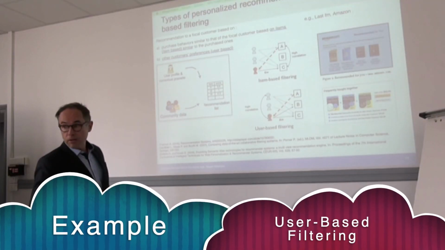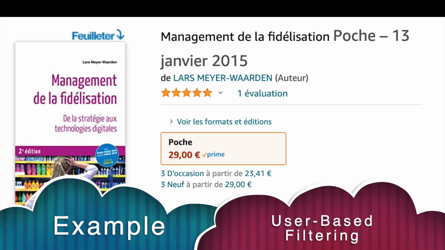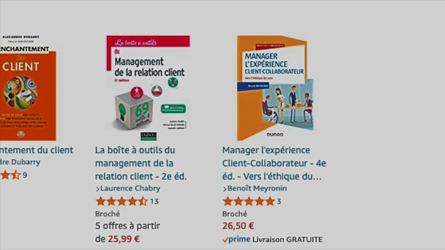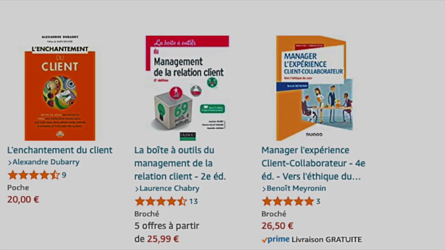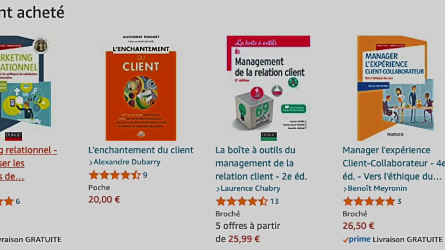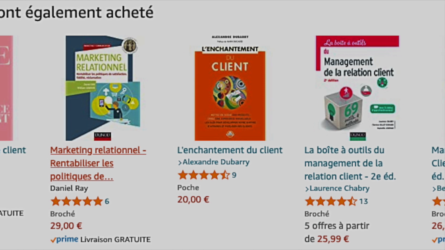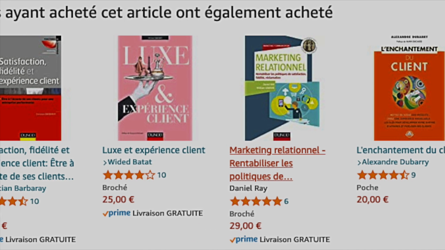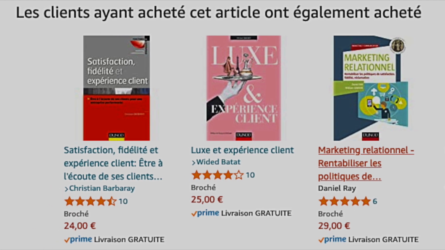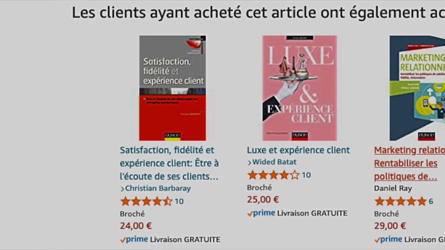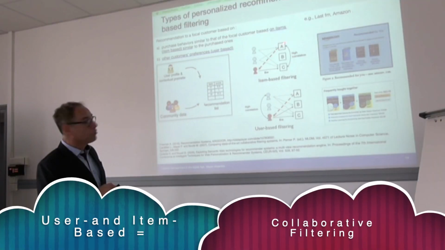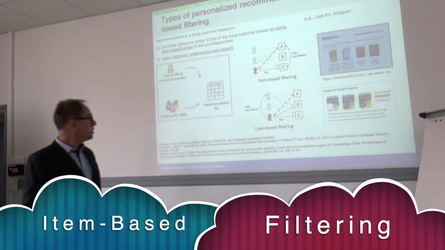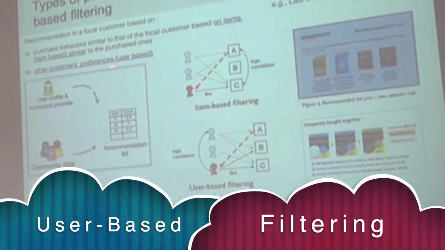This is what is done by Amazon. For example, if you buy Management de la Fidélisation, my book, then you will get recommendations also about other books about satisfaction and loyalty, relationship marketing, and any other books about customer relationship management. That is, books that other buyers bought and which are similar to the topic of customer loyalty management. Then there's a high correlation with similar articles.